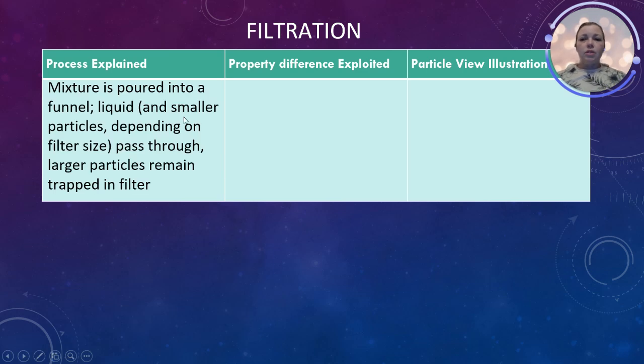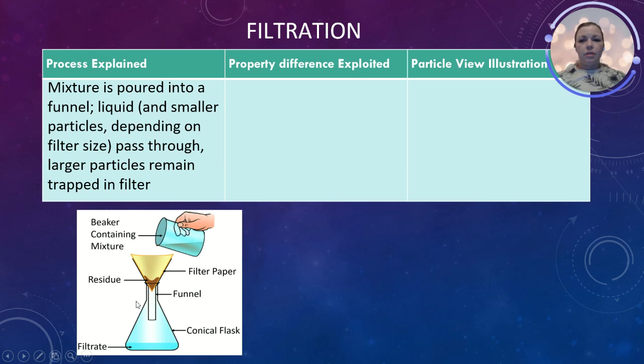The liquid and smaller particles, depending on the size of the filter paper, will pass through the filter, while the larger particles remain trapped in the filter. So it looks like this, right? Here's what's called your residue. There's your filter paper.